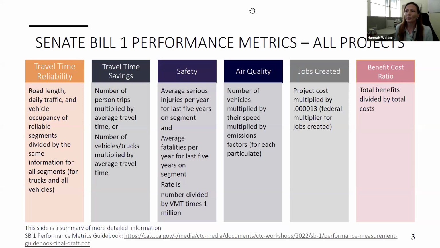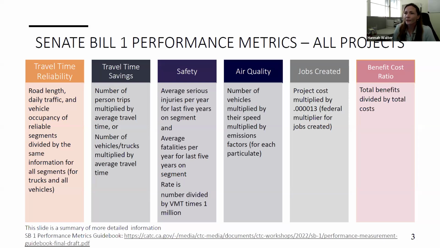The first one, the person trips, or person hours of travel time saved, is the official title, is required for all three programs. The vehicle hours of travel delay or truck hours of travel delay, that is for Trade Corridor Enhancement Program. But travel time savings is looking at not just the amount of time that a project could save, but the amount of money that you could save.